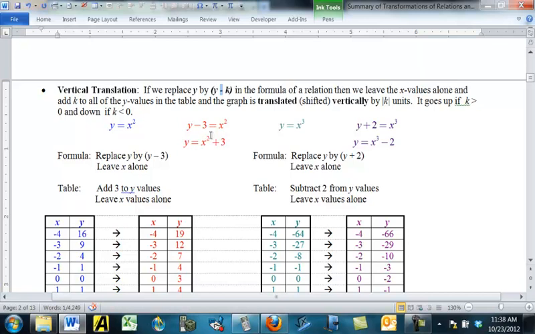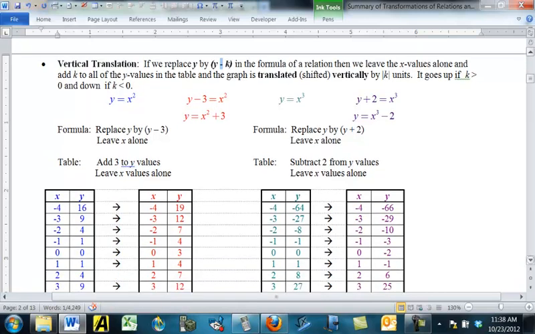x has been left alone. So the right side's been left alone, and we can say that the equation, or formula, has been changed by replacing y by y minus 3. So in the table, we're going to leave the x values alone, but what we're actually going to do is add 3 to the y's.